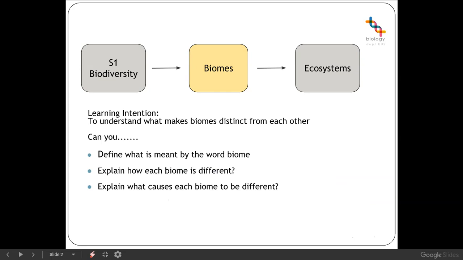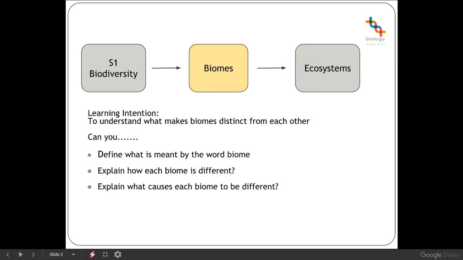So previously in S1 you will have looked a little bit at planet Earth, biodiversity and the interactions between all living things on the planet. In this lesson we're going to look specifically at biomes, and then next time we're going to be moving on to ecosystems. So we would like you to be able to understand what makes biomes distinct from each other, and to show us that you can do that you need to be able to define what is meant by the word biome, explain how each biome is different, and explain what causes each biome to be different.